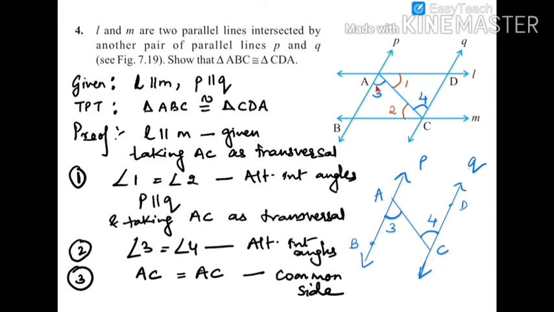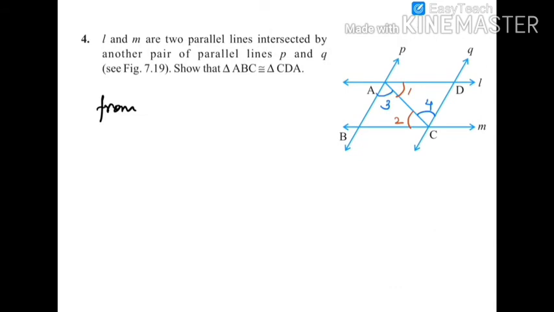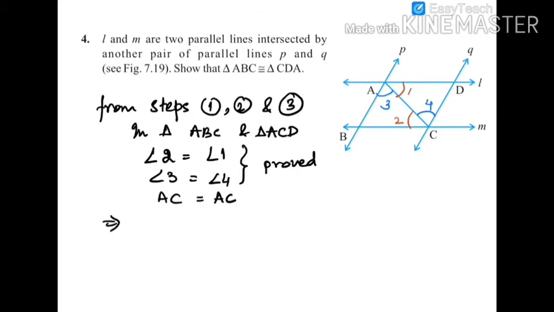So we have two angles and an included side of one triangle equal to two angles and an included side of the other triangle. So these two triangles are congruent by angle side angle. So from steps 1, 2 and 3, triangle ABC is congruent to triangle CDA by angle side angle.